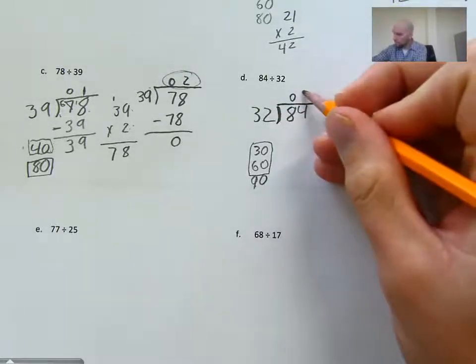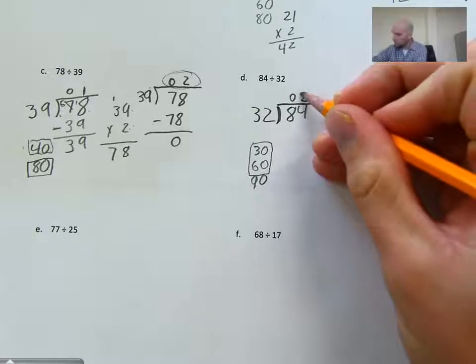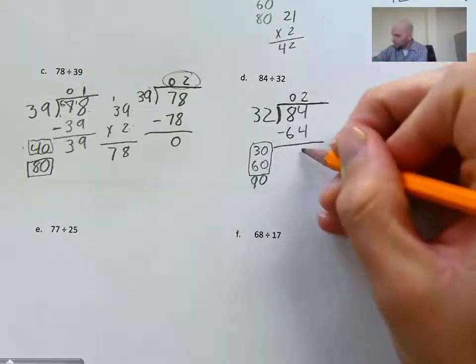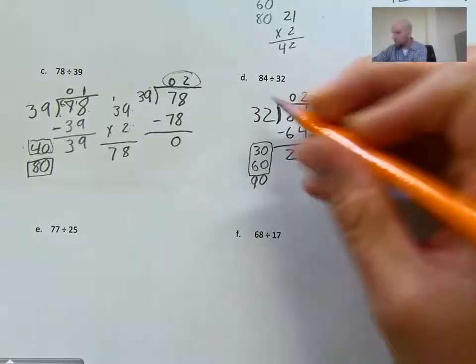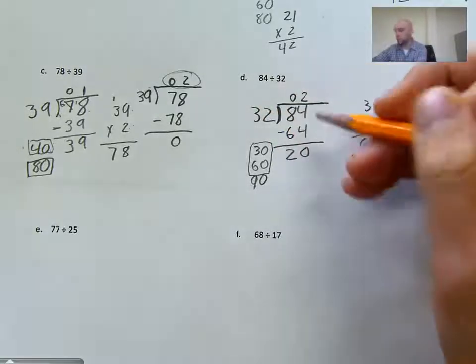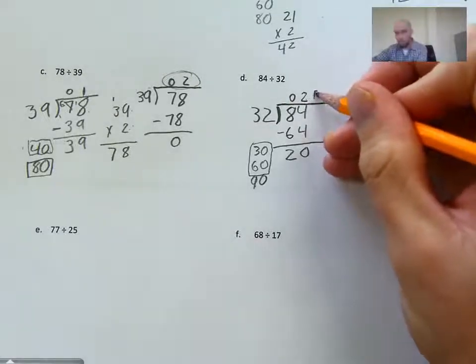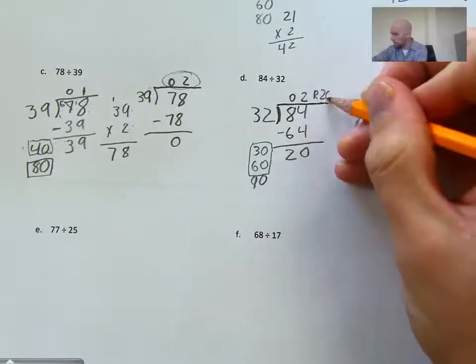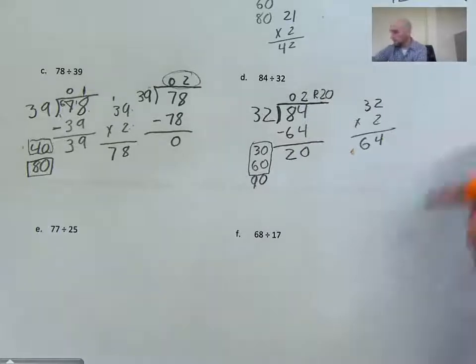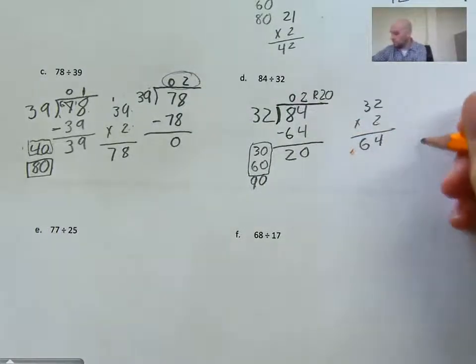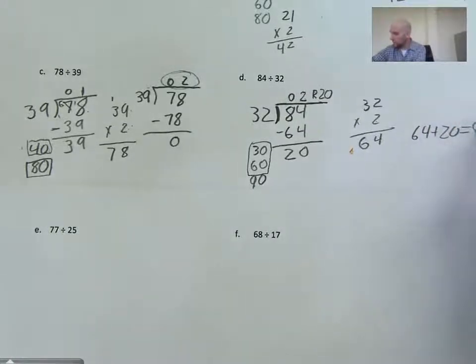And we'll put a 2 up here as our quotient. We'll subtract 64, and we get 20. 30 cannot go into 20, so we know that it can only go in 2 times. If we put our remainder up here, our remainder is 20. And then if we multiply 32 times 2, well, we know that's 64. 64 plus 20 is 84.